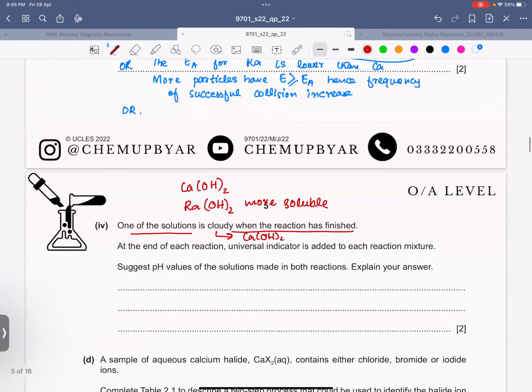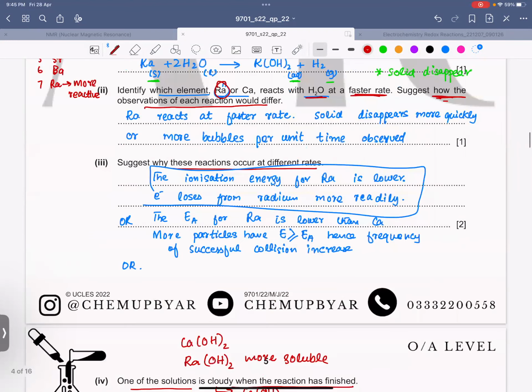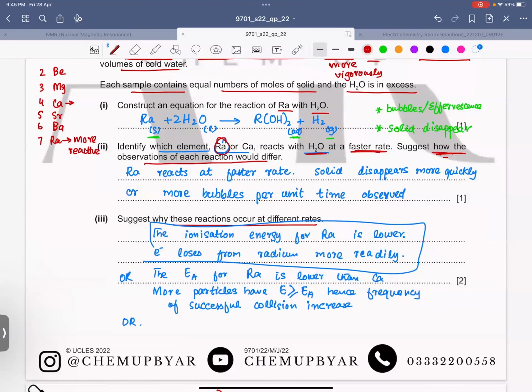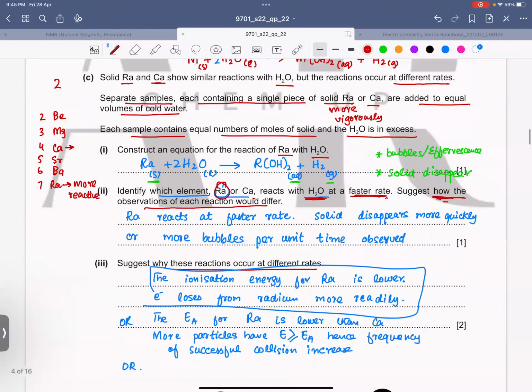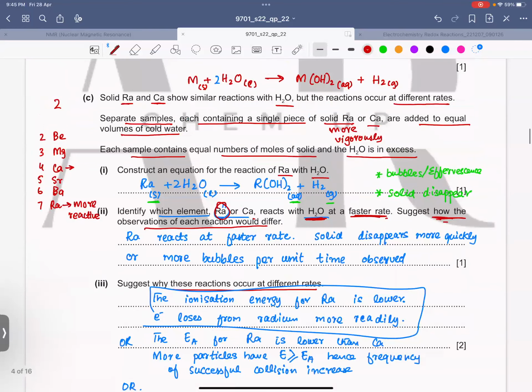No, we are continuing. See, here the examiner told you that radium and calcium react with water at a faster rate. And here, we are doing part C. In part C, there is a reaction between water and calcium and water and radium. So in one reaction, we are getting radium hydroxide, and in the other reaction, we are getting calcium hydroxide. Okay, sir.